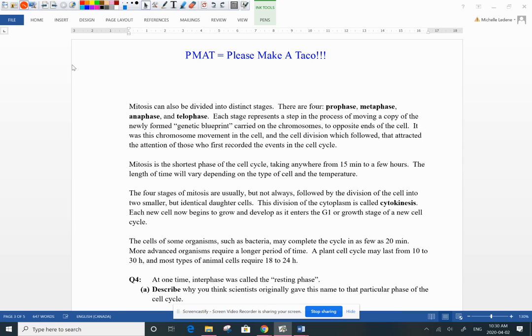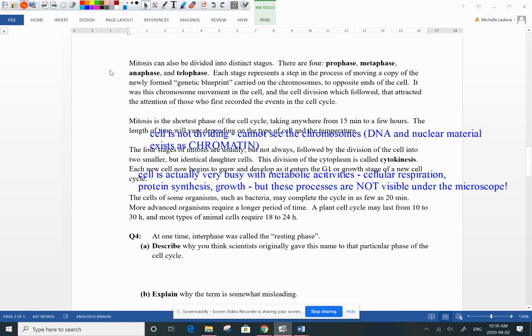So one year I had a student who memorized it as PMAT, and they said, oh, I can remember that. Please make a taco. So P for prophase, M for metaphase, A for anaphase, T for telophase. So you need to know the order and kind of the main things happening in each of those. And like I said, we'll go into more detail on that next week.